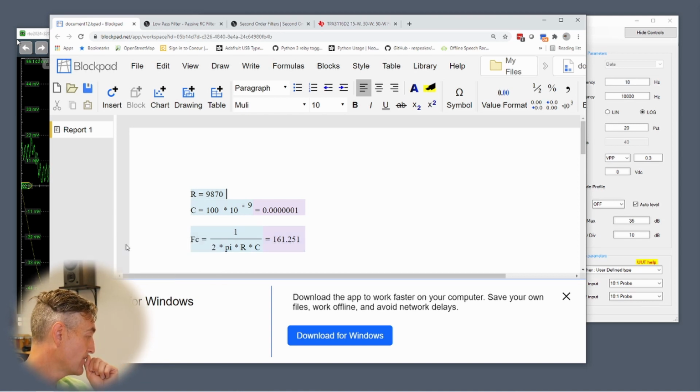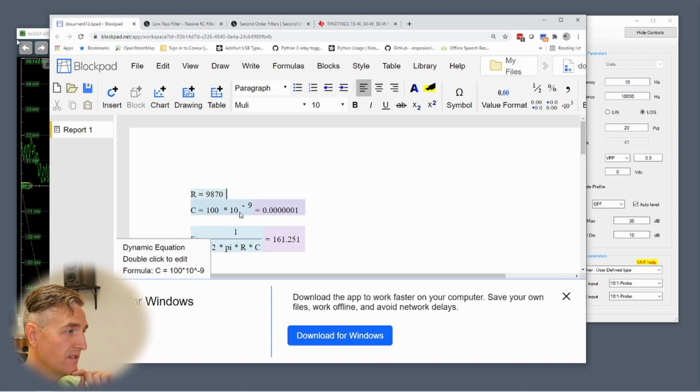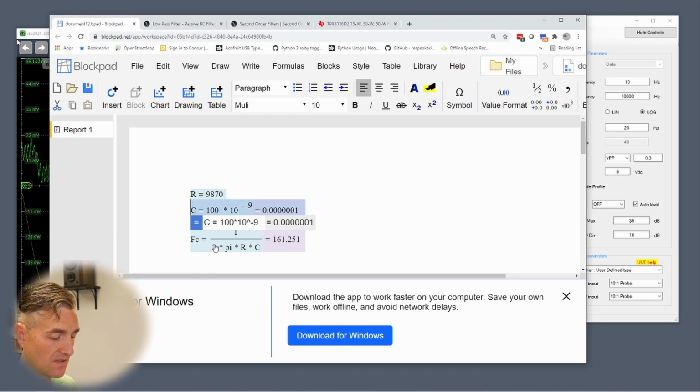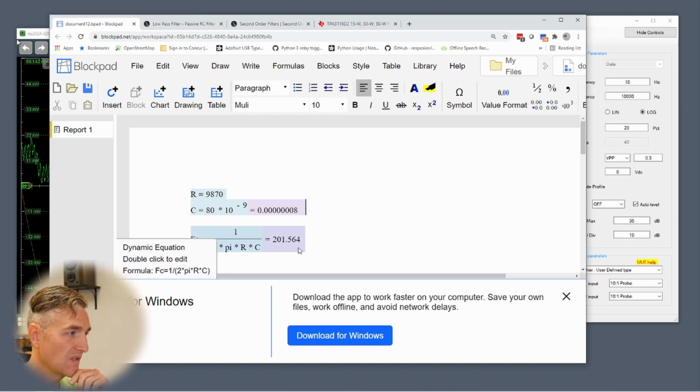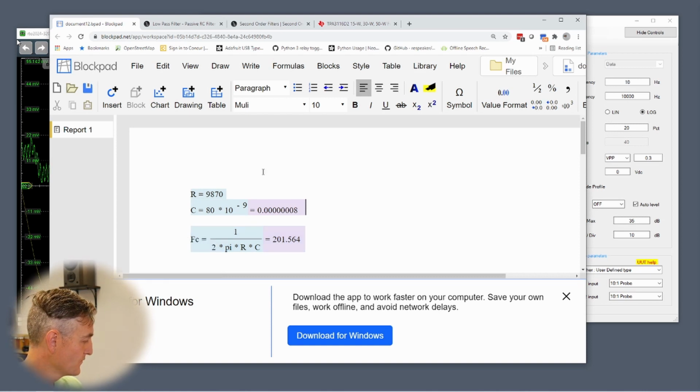And what if that capacitor is not actually 100 nanofarads? What if it's only 80 nanofarads or something smaller? Now I'm starting to see my cutoff frequency jump up to 200 hertz instead of 159. Oh, this is what happens when simulation doesn't match your measurements exactly.